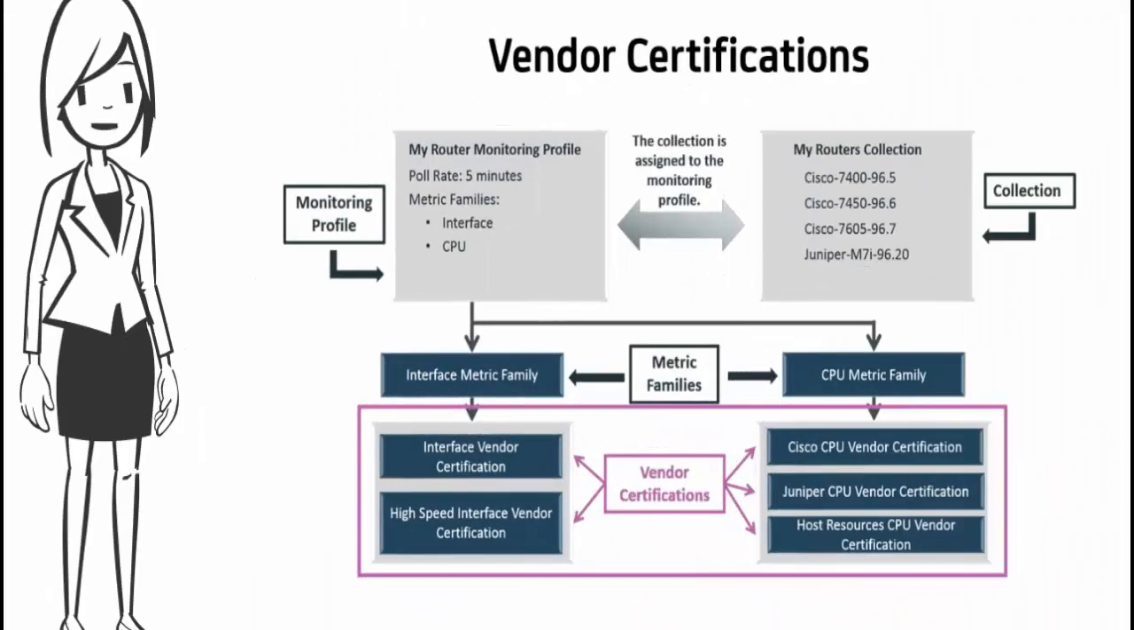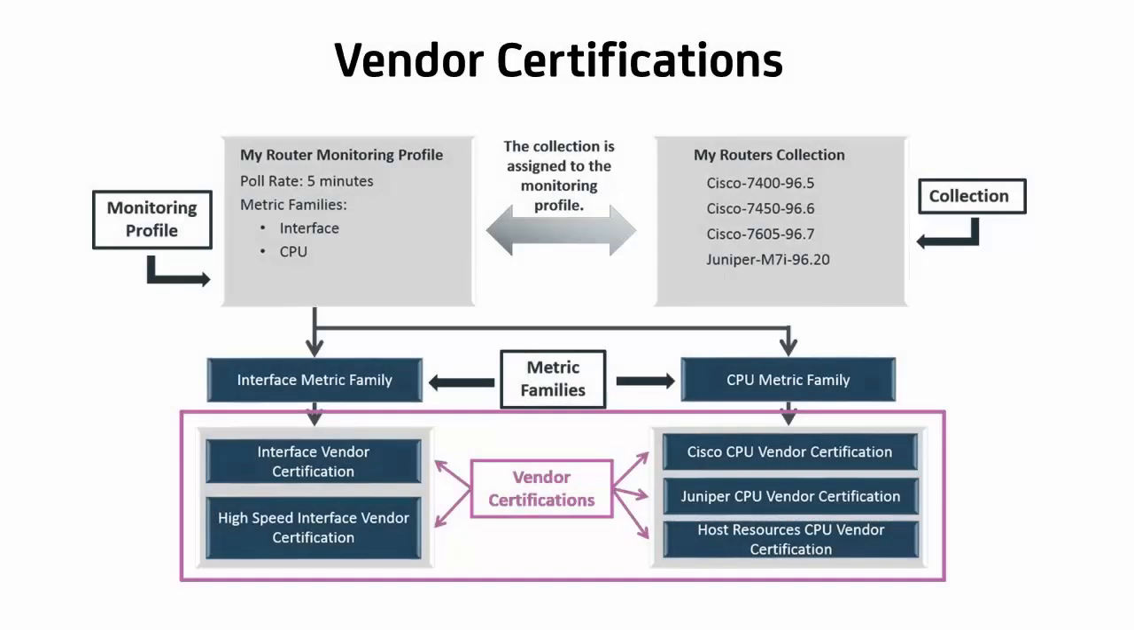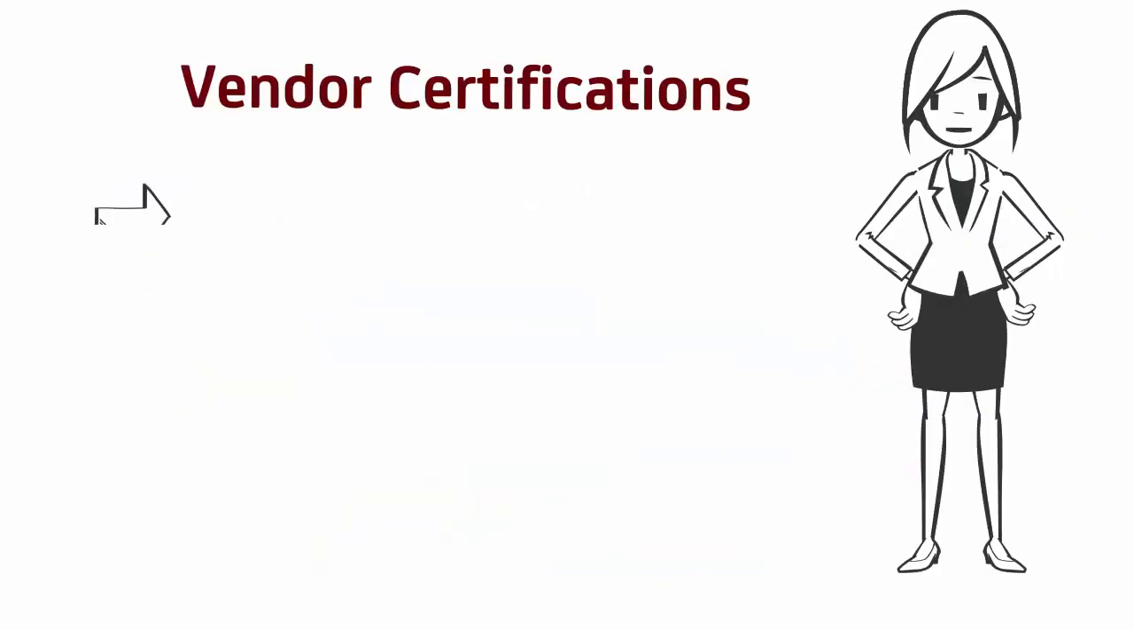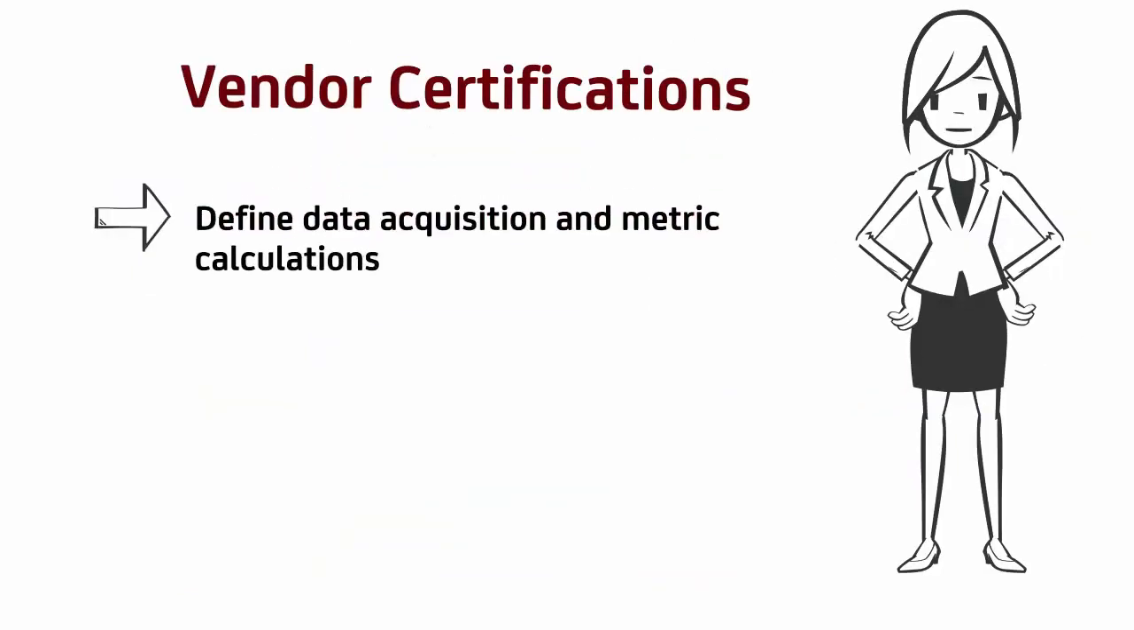Next, let's take a look at vendor certifications. Metric families require vendor certifications, which determine the values for the normalized metrics. Vendor certifications specify the vendor-specific manner in which raw values are acquired from devices. Vendor certifications define data acquisition and metric calculation for proprietary vendor MIB objects and MIB objects from standard RFCs.